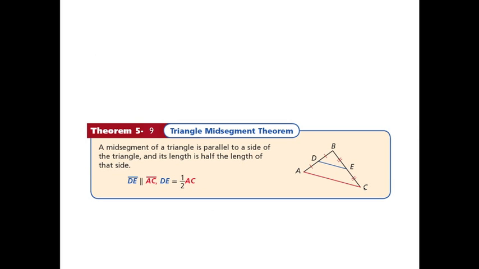This is the triangle midsegment theorem. Two things you need to keep in mind if you have a midsegment. The midsegment is going to be parallel to the base. So in this case, we're looking at DE and AC as being parallel. But also, the midsegment is going to equal half the base. So DE is going to be half of AC.